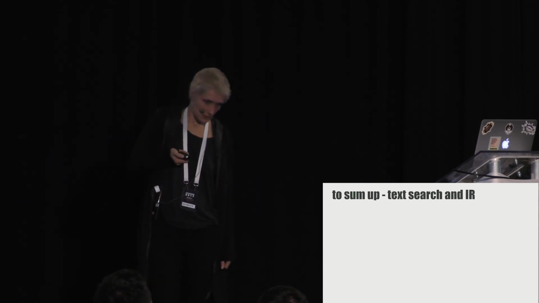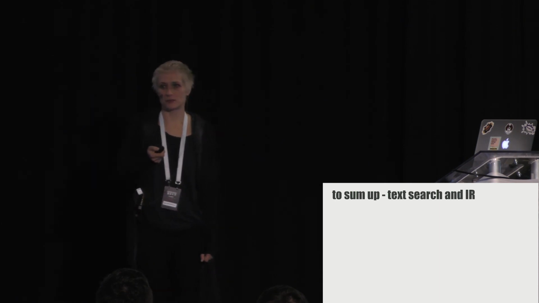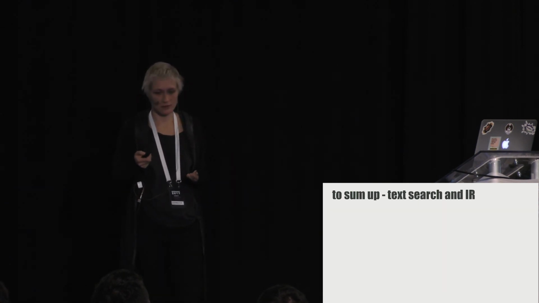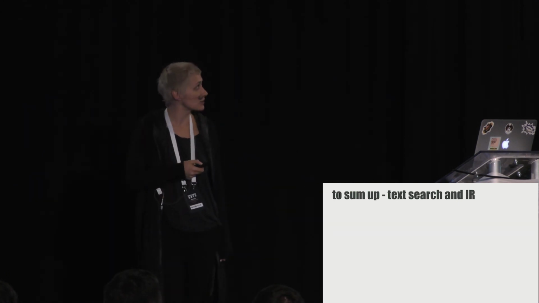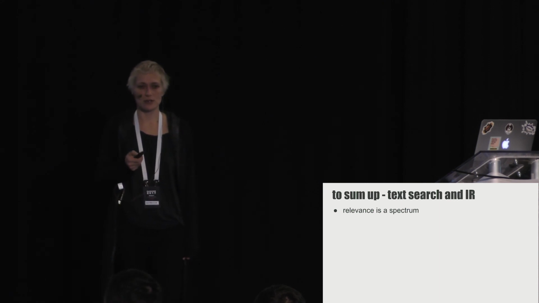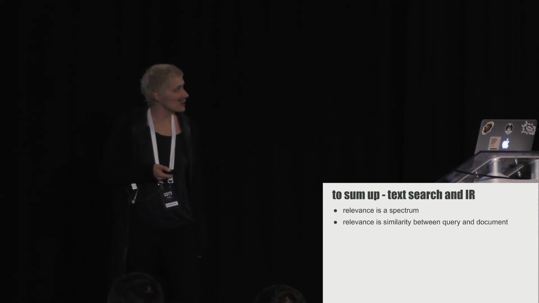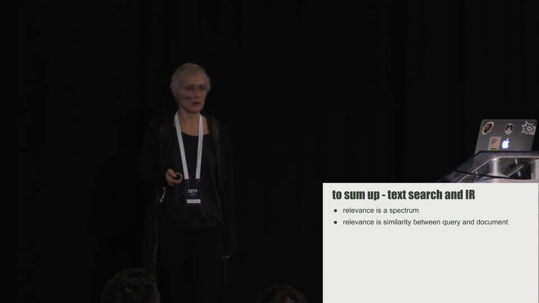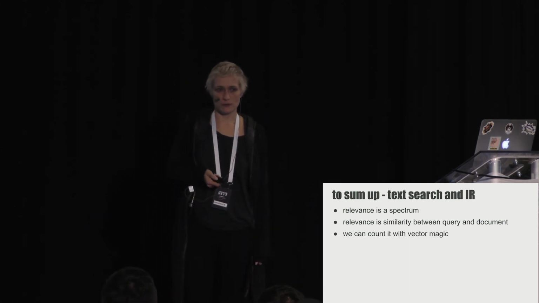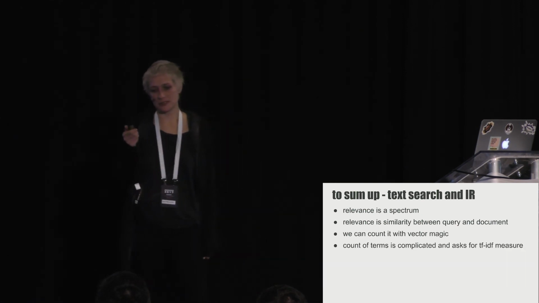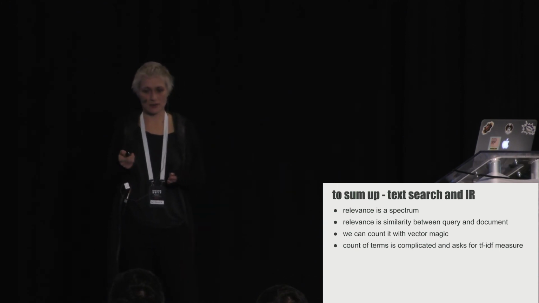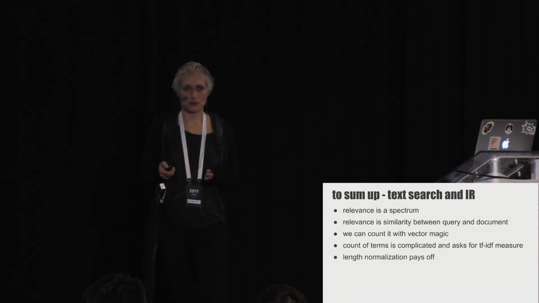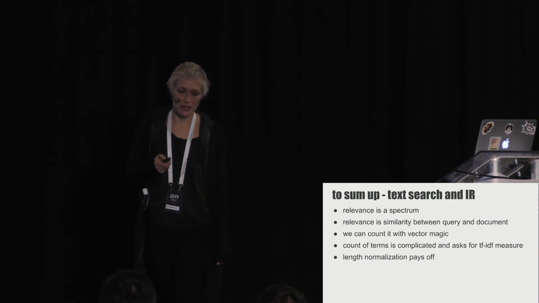But we won't do that, because we have like 11 minutes left, and it would take a moment to count all the stuff. So we want to sum up somehow things about text search and information retrieval as such. First and foremost, relevance is a spectrum. Second, relevance can be viewed as similarity between the query the user entered and the document in our collection, and we can count it with vector magic. The counting of terms is quite a complicated area and asks for the TF-IDF measure. And length normalization generally pays off because our documents for sure will differ in length.